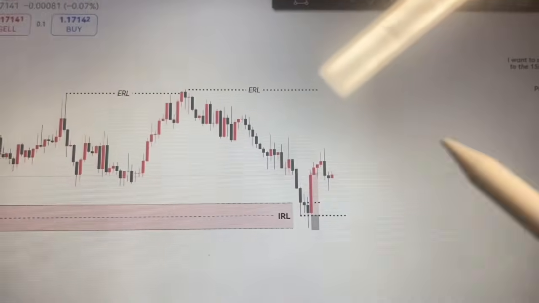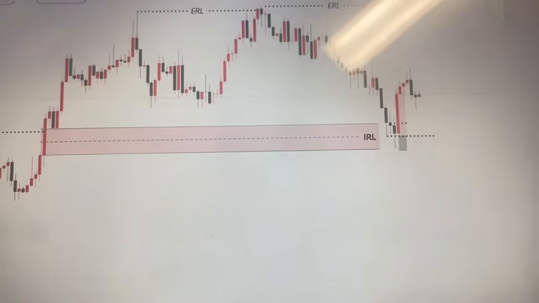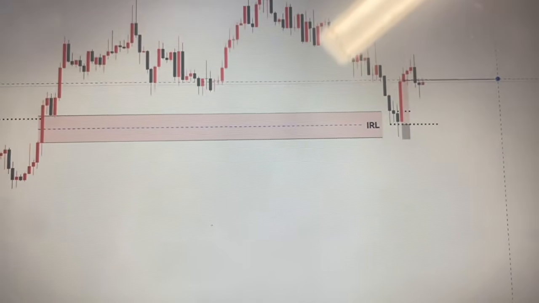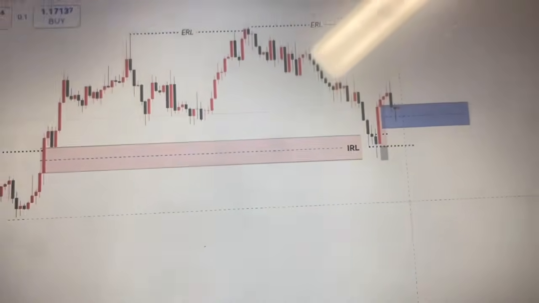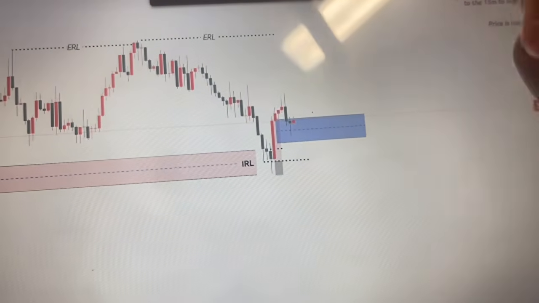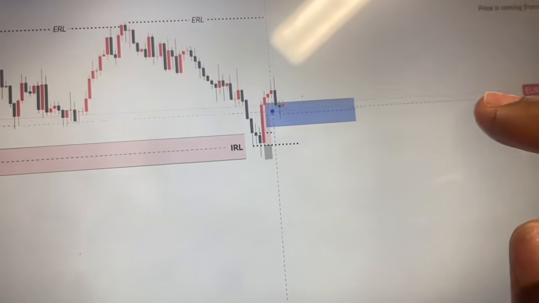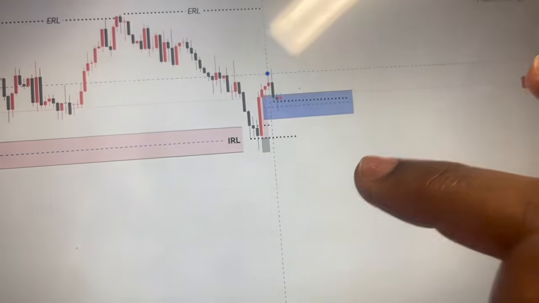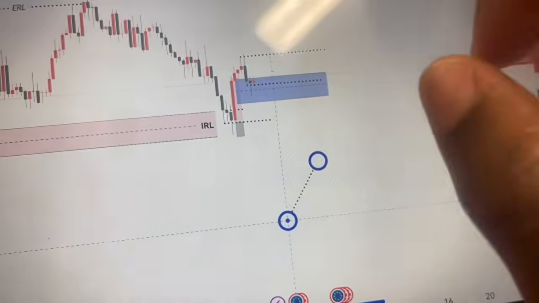So here we are on the 4 hours time frame, right? And on the 4 hours we have this fair value gap right here. That's my internal range liquidity that we have. Now that we have this internal range liquidity, we had a CRT formation here. This is our CRT low here, and this is our CRT high here. So what does that mean? It means that we should be looking out to buy.